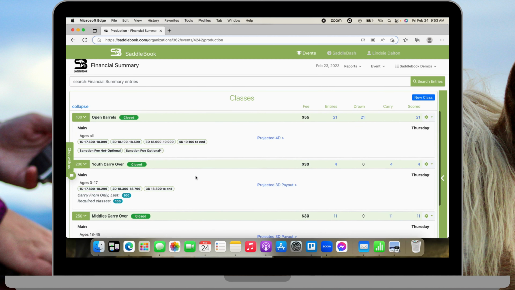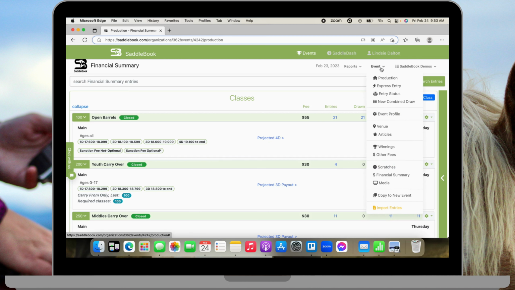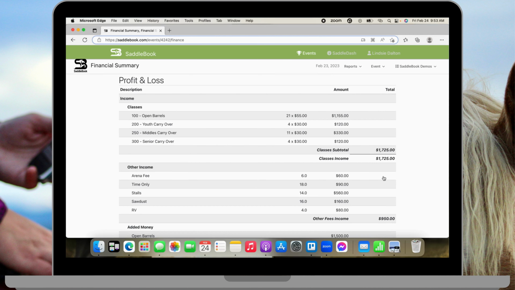So first thing that we're going to do, we will go up here to your event drop down, then down to your financial summary. And this is going to go over all of your profit and losses. First, you're going to see your income. This is broken down by each class.